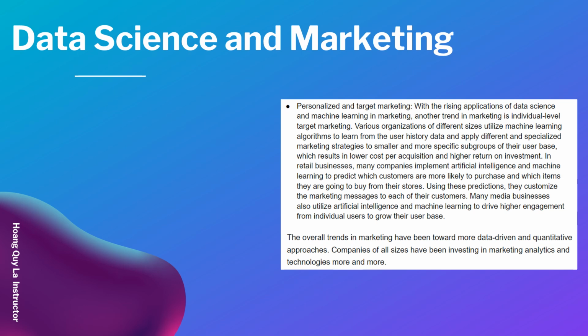In retail businesses, many companies implement artificial intelligence and machine learning to predict which customers are more likely to purchase and which items they are going to buy from their stores. Using this prediction, they customize the marketing messages to each of their customers. Many media businesses also utilize artificial intelligence and machine learning to drive higher engagement from individual users to grow their user base. So the overall trend in marketing has been toward more data-driven and quantitative approaches. Companies of all sizes have been investing in marketing analytics and technologies more and more.